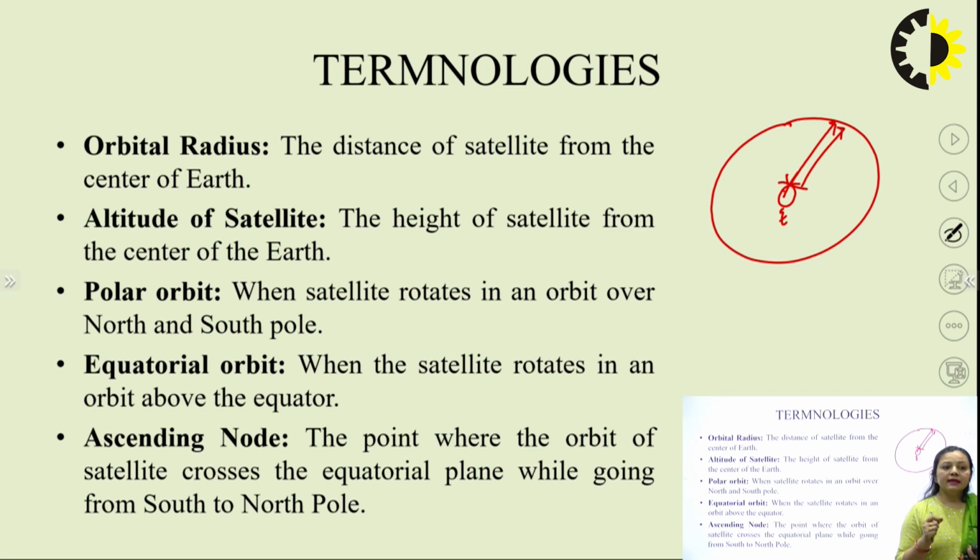Next is the equatorial orbit. When the satellite rotates in an orbit above the equator, revolving in an orbit parallel to the equator, we call it an equatorial orbit. Thirdly, we can have an inclined orbit. If the satellite is revolving in the equatorial orbit and suddenly gets tilted at some particular angle, we say it is in the inclined orbit.